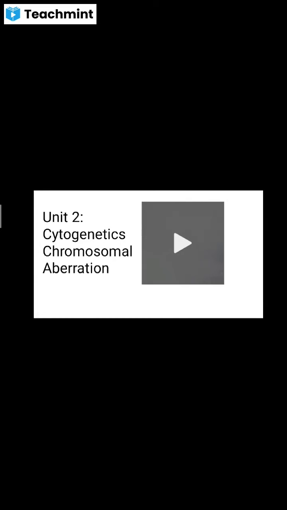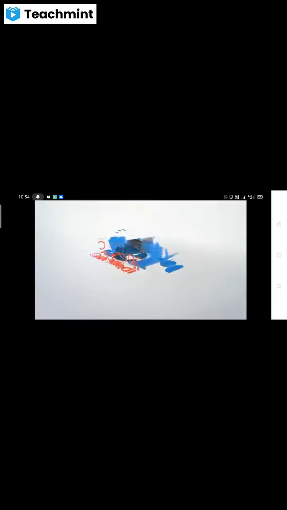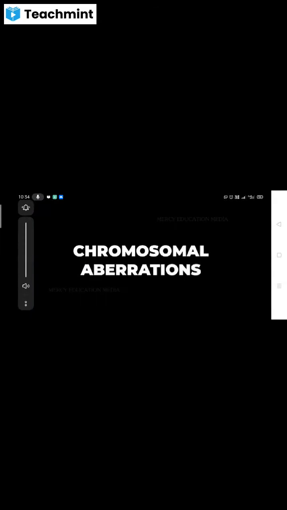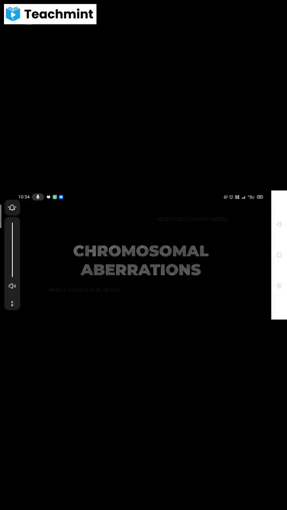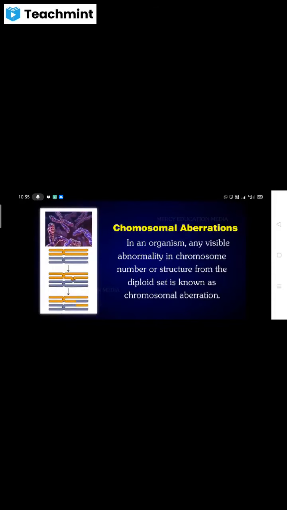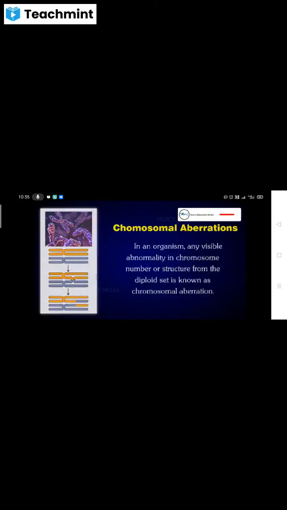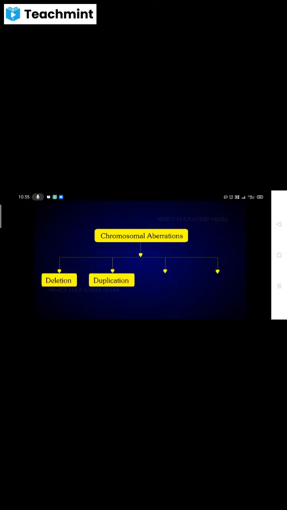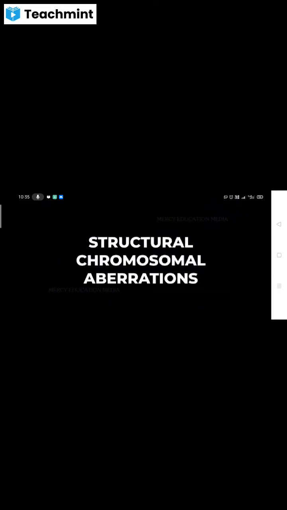So, what are the types of chromosomal aberrations? We have discussed that in detail. First of all, watch this video. Chromosomal aberration is any visible abnormality in chromosome number or structure from the diploid set of chromosomes. These chromosome variations are differentiated into four types: deletion, duplication, inversion, and translocation.